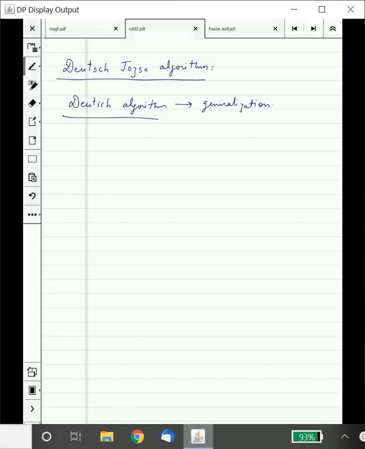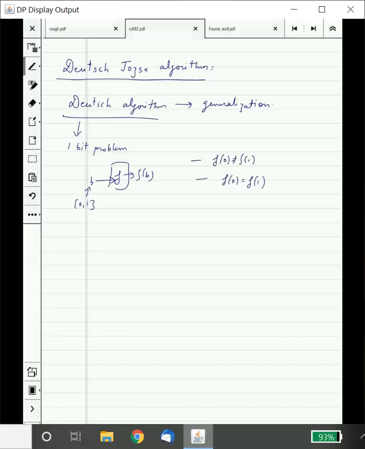It's a small one-bit problem where f is given as a black box where the bit ranges over 0, 1, and your task is to find out if f(0) is not equal to f(1) or if f(0) is equal to f(1). This problem is now generalized and it will be called Deutsch-Jozsa.